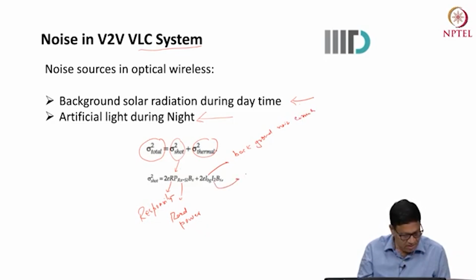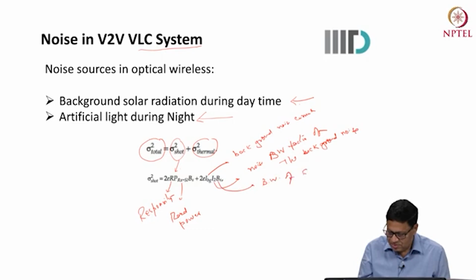And this is some noise bandwidth factor of the background noise. And B_s is the bandwidth of the system. So this also we had discussed when we were discussing the detector. It has shot noise and thermal noise. So the expressions are given here for the shot noise and thermal noise, which is actually dependent on the R_L, that is the load resistance of the receiver.